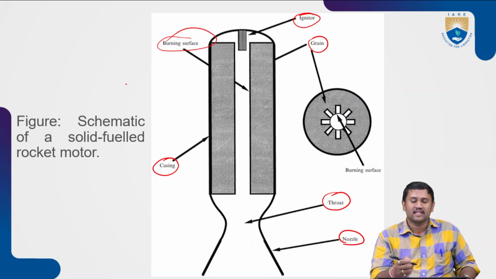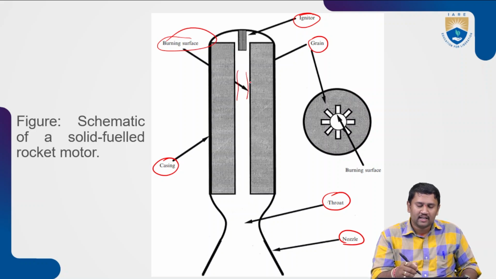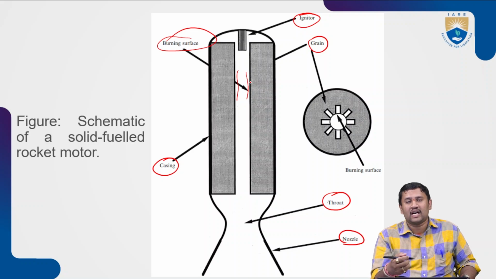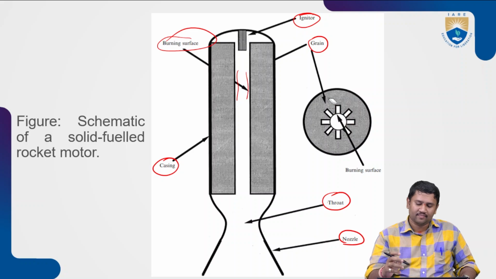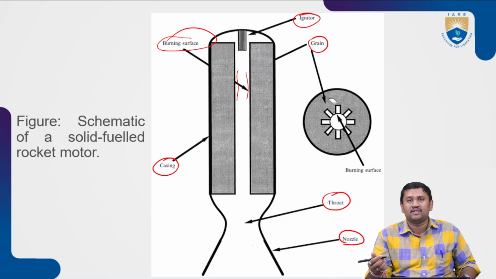The burning surface is the area where the initial burn starts, as well as continuously progresses according to the shape of my grain, right? In our case, there are multiple shapes through which a burning surface or the area of burn can be increased or decreased based on the requirements of the manufacturer.